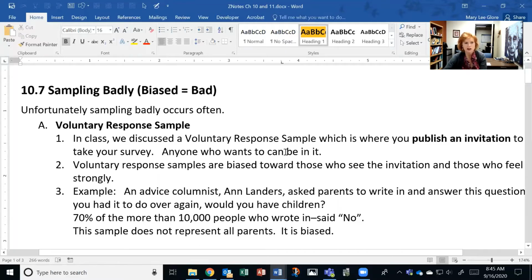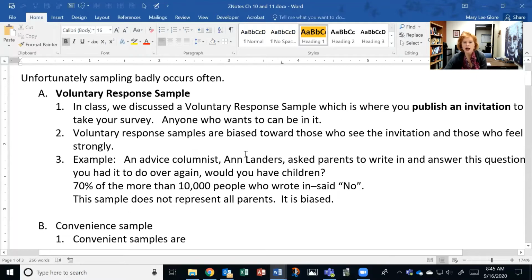So the one that we talked about in class was called a voluntary response sample. This is where you publish an invitation to take the survey, and then anybody who wants to can be in it. So we're not selecting who gets in it, just anybody can do it. And they are biased towards people who see the invitation. So whether it's on some website, only certain kinds of people might be on that website. And it's also going to be biased towards people who feel strongly enough to actually answer the survey.